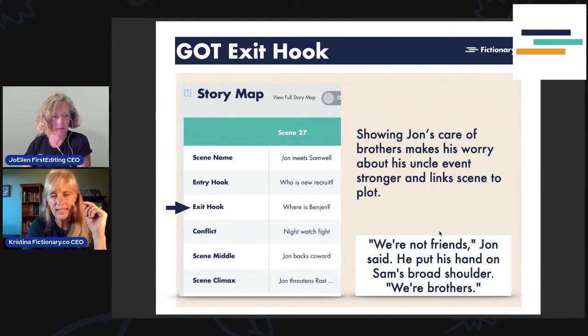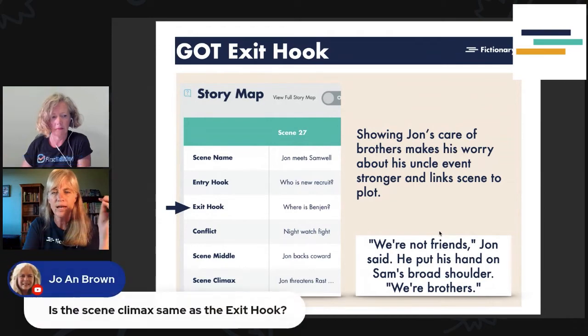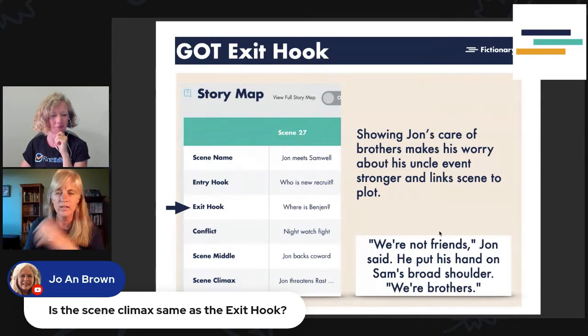And in this scene, at the very end, John and Samuel obviously build a relationship, and I'll show that as we go more into the scene. But what the exit hook here is really doing is showing John's care of brothers makes his worry about his uncle much stronger than if there just had been a worry about his uncle, and it links it to the rest of the plot.